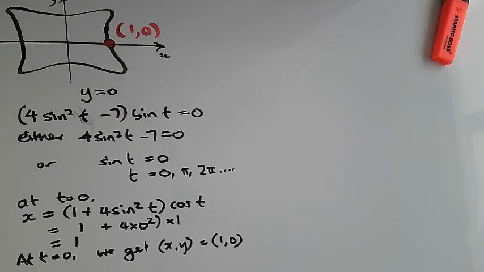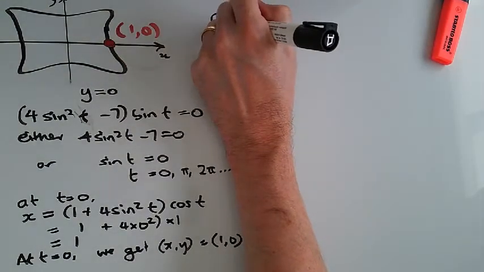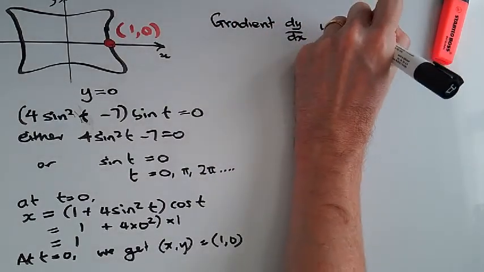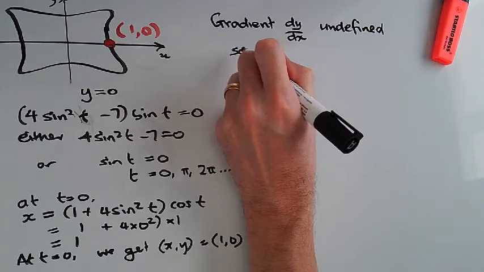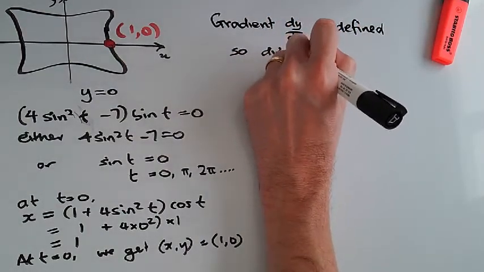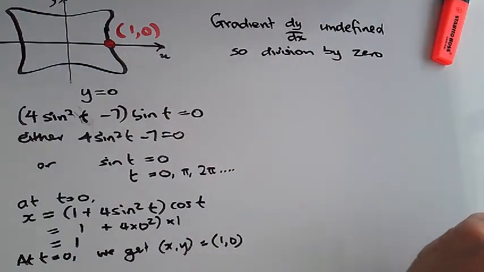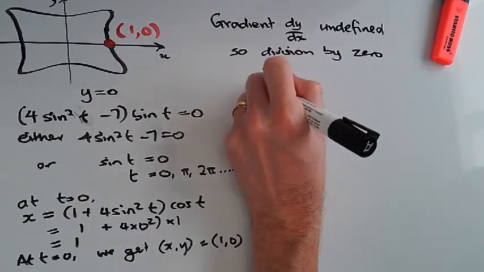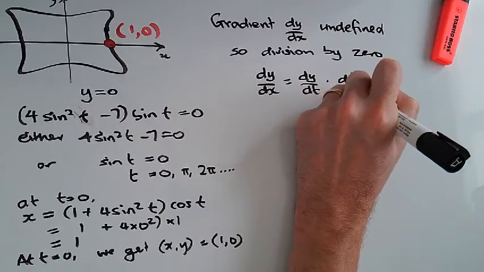Now the question asks us to show that the gradient of this curve is undefined at this point. The gradient dy/dx is undefined, so maybe some kind of division by 0. Now we can't find dy/dx directly. y isn't defined in terms of x, but they're both defined in terms of t. So we use our rule that dy/dx can be written as dy/dt times dt/dx.